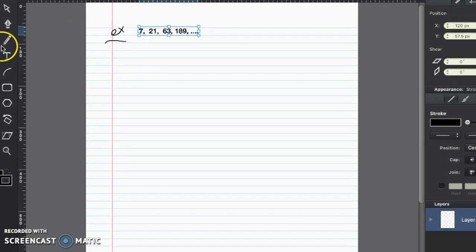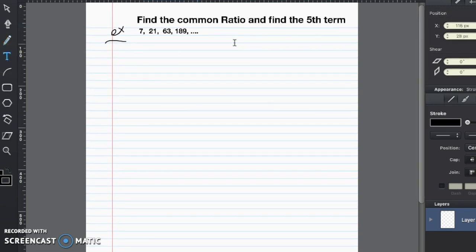In our first example here, I have 7, 21, 63, 189. And we're going to start by finding the common ratio. Let's actually find the common ratio and find the fifth term, for example, okay? So what I'm going to do first is find the common ratio. I'm going to take two terms, just like we did before, 21 and 7, say. I'm going to divide the two, 21 divided by 7, and I get, if I reduce both of those, 3 over 1, or 3.